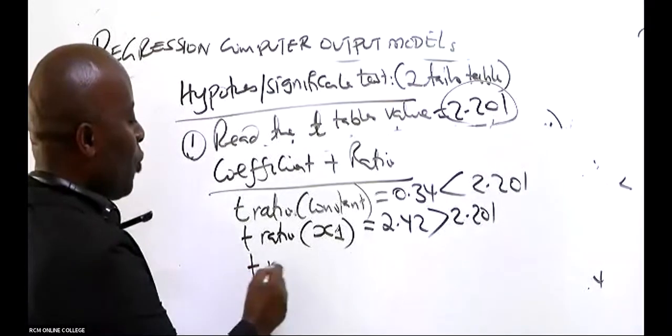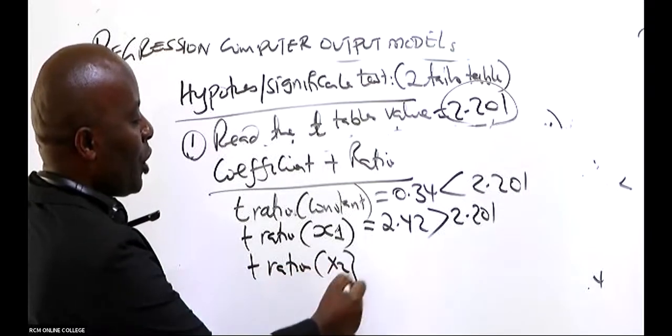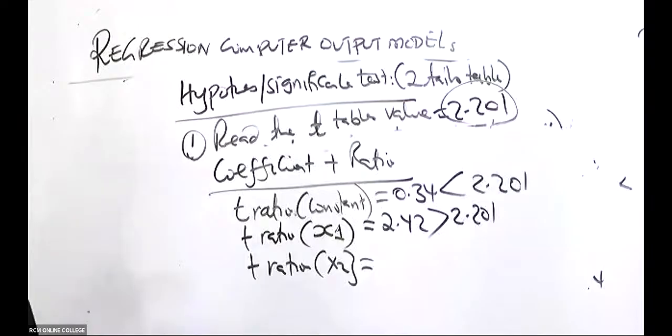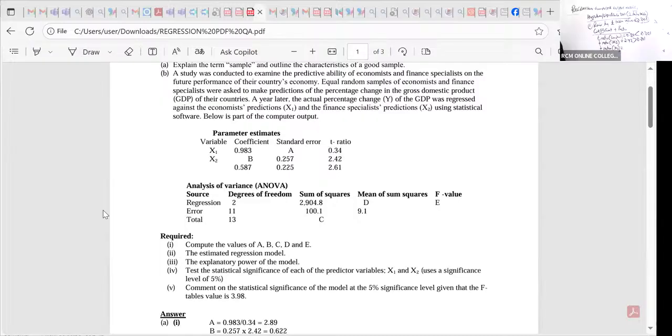The next T ratio now is for X2. I would want you later on to do the April question. I hope you'll be able to get some time to do the April question. You will see how easy it was. So in this case here, we have the T ratio for the third coefficient, or X2, which is 2.61, isn't it? Is there somebody who is able to see that this is greater than 2.201? It's greater, yes. And therefore, X2 is equally significant.